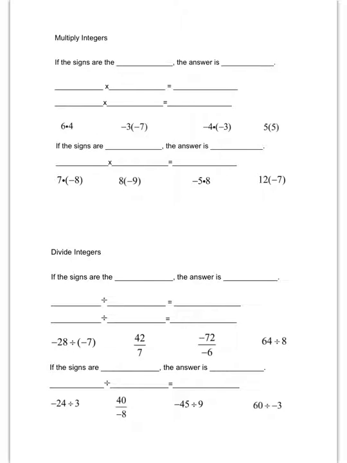Okay, so if you'll recall, when you're multiplying integers, if the signs are the same, the answer is positive. So a positive times a positive is a positive, and a negative times a negative is a positive. If you look at all of these, they have the same signs. Two positives, two negatives, two negatives, two positives. That means the answers are all going to be positive. So why don't you pause the video and write the answer to these four problems.